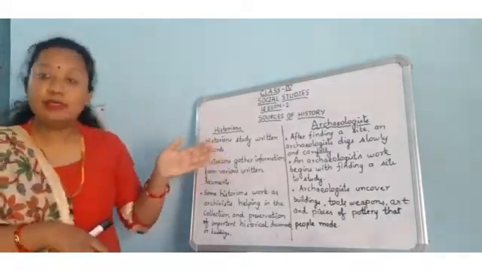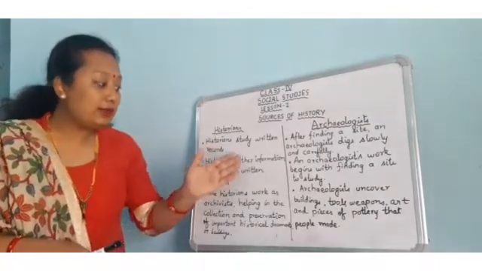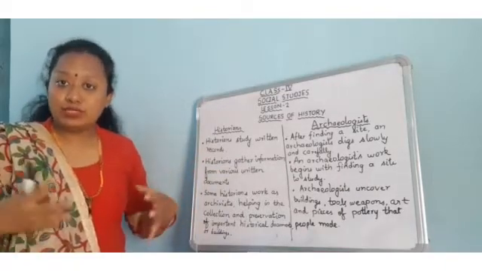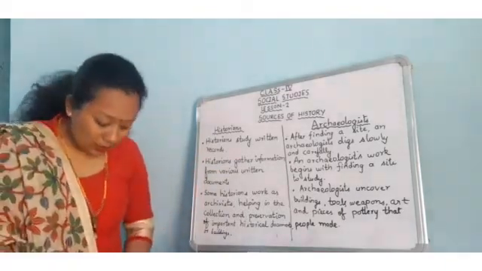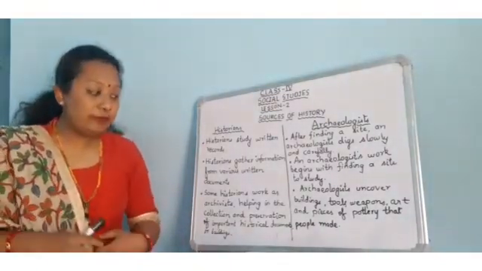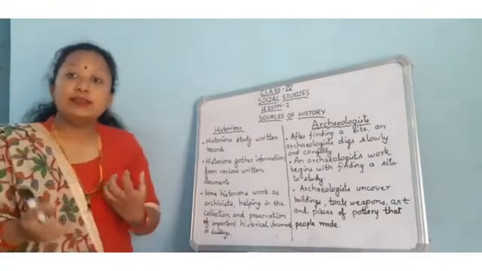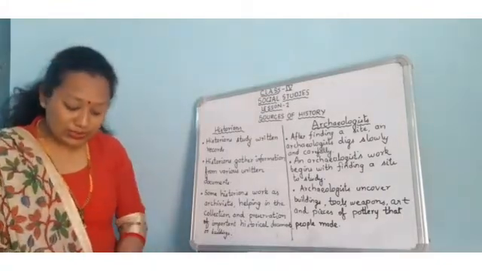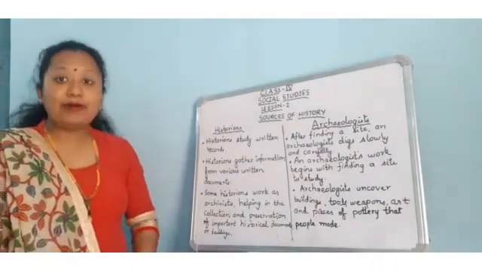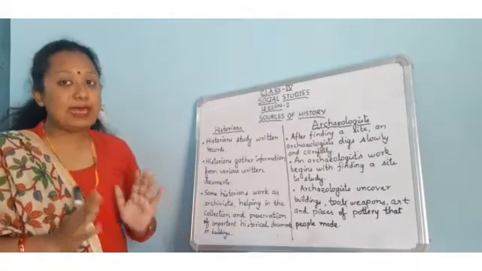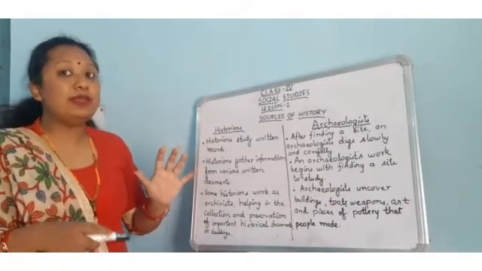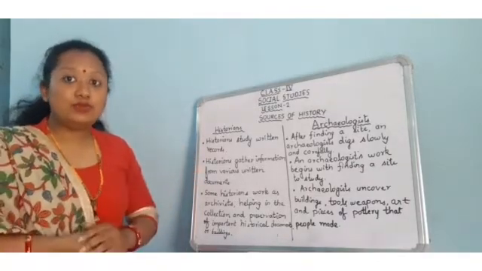Okay, they study written records. Number 2, historians gather information from various written documents. From these documents, they collect information about what happened in the past, and they are then able to answer questions like what happened in the past, who was involved, and why those events happened.